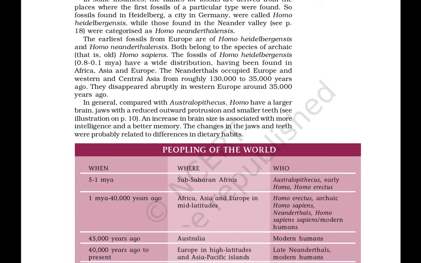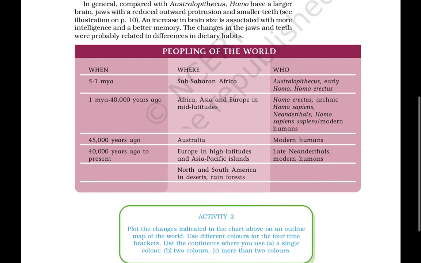In general, compared with Australopithecus, Homo have a larger brain, jaws with a reduced outward protrusion and smaller teeth. An increase in brain size is associated with more intelligence and a better memory. The changes in the jaws and teeth were probably related to differences in dietary habits.